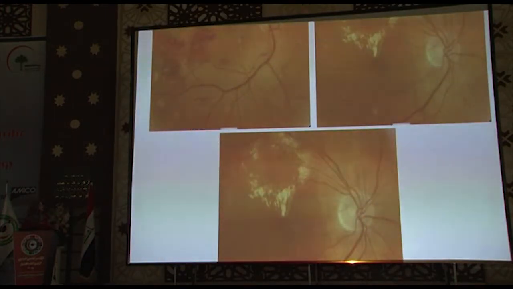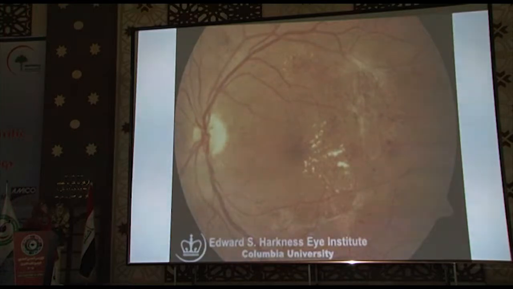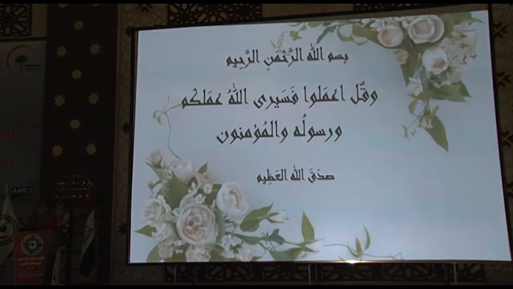Well, these are images of what's going on inside the retina with changes of vascular pattern and new vessel formation in the disc. This is another image of exudation with changes of blood vessels. So this is another image of exudation around the macula.